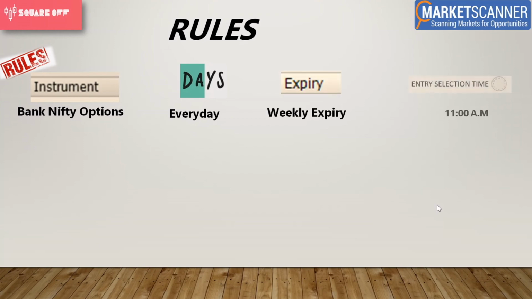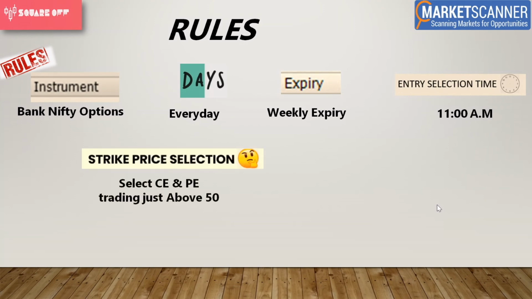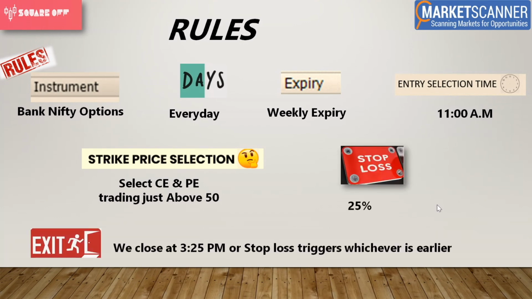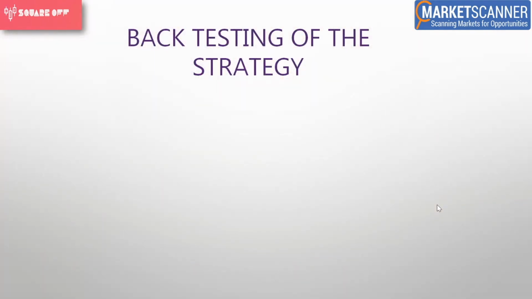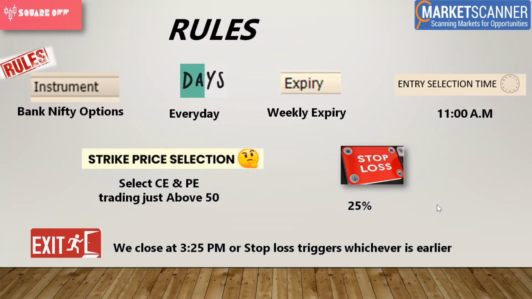Everything remains the same, but rather than taking a 920 straddle, you take an 11 a.m. straddle. All the rules remain the same. Select the CPE trading just above 50, and you put a stop loss, and we close our position at 325 or whenever the stop loss triggers, whichever is earlier. Very simple. Any questions so far, Kiru? No, man. But why 11 o'clock? So the 11 o'clock is the diversified strategy that we are talking about here. Yes, it's cherry-picked only, an optimized strategy. Okay, but it's just to give you a point.